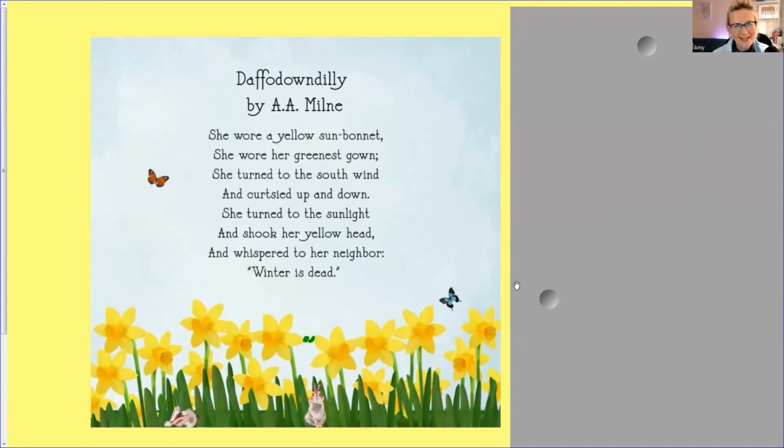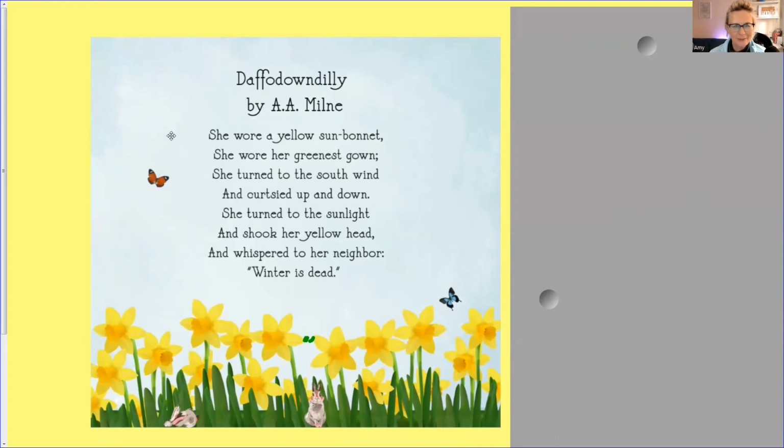This really makes me imagine daffodils as little people. Whenever I go walking and I see daffodils, I always think about them as little people and I always want to have a conversation with them. And it's this poem that makes me feel like that. So it's called Daffodowndilly and it's by A. A. Milne. You can pause the video and have a read through.